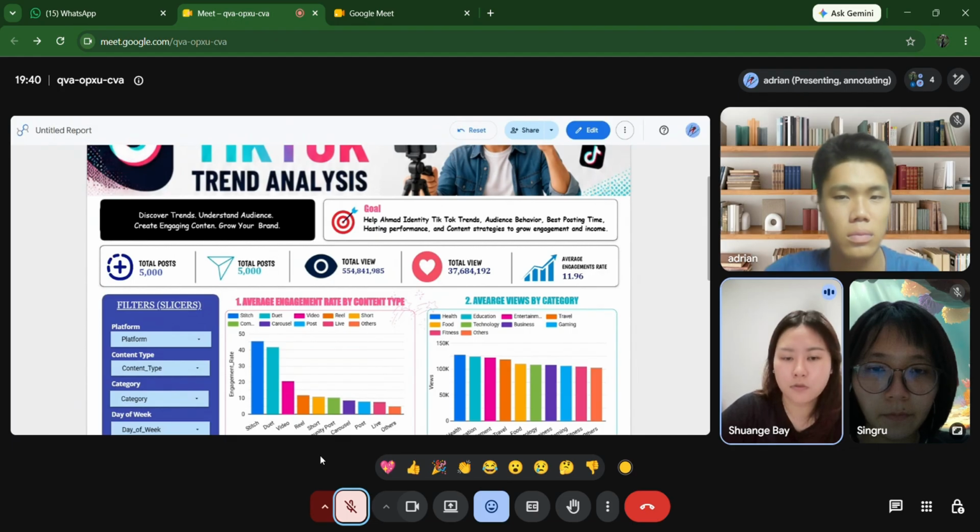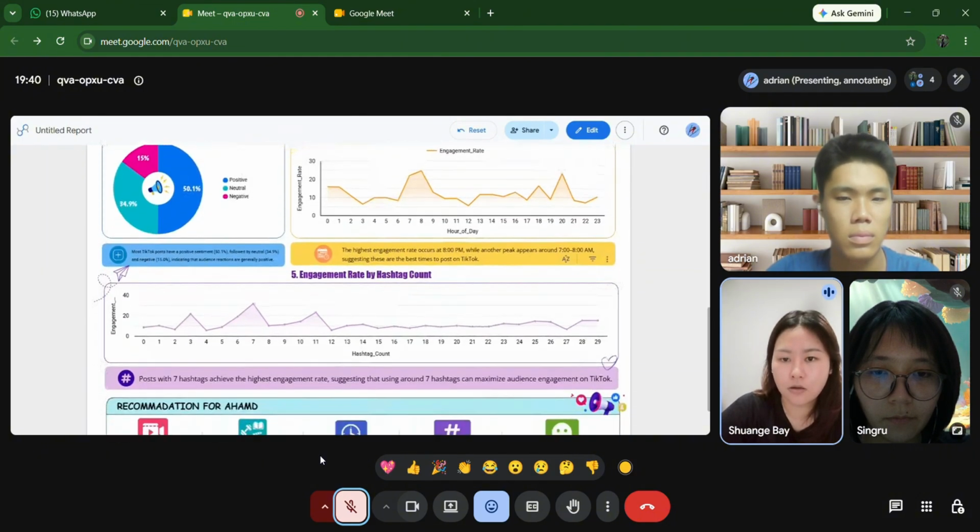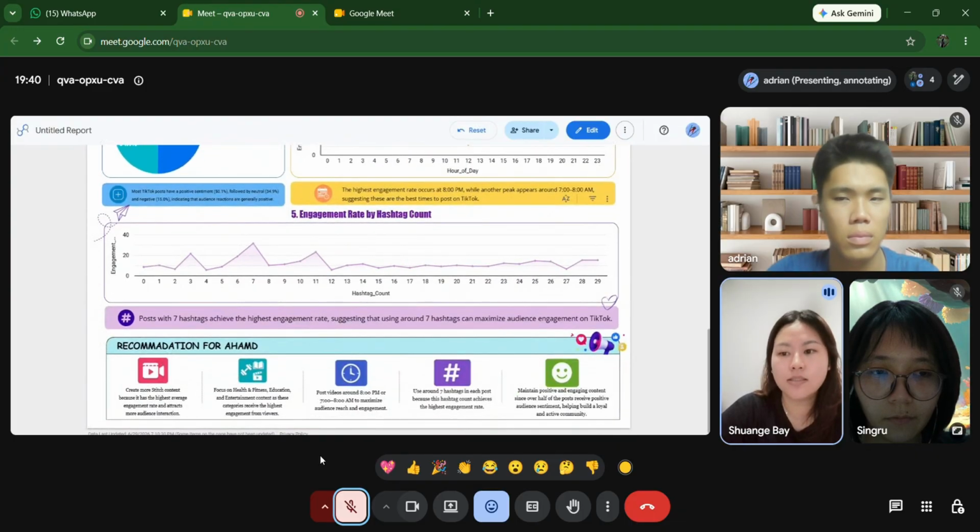Overall, this dashboard is useful because it changes raw data into clear visual insights. Ahmad can use these insights to make better decisions, improve his TikTok content, and increase audience engagement.